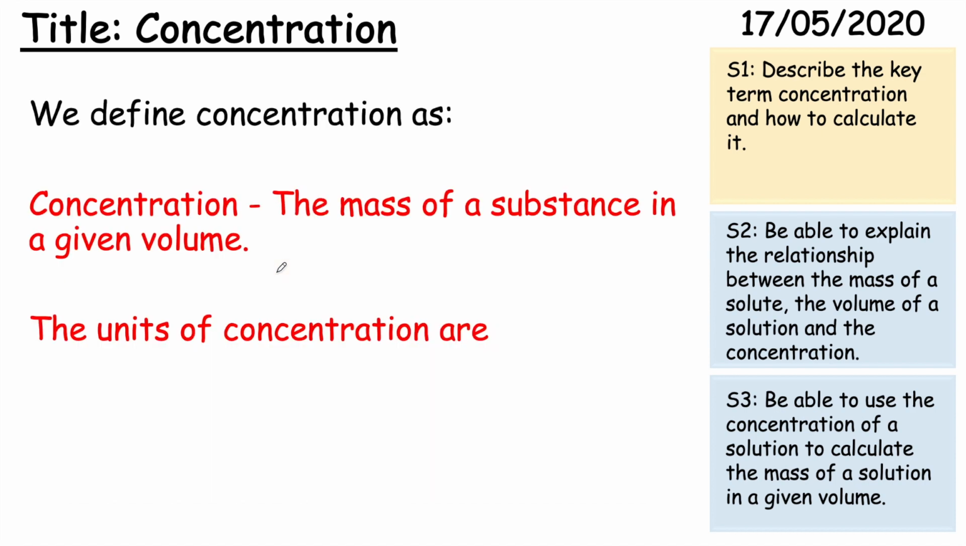So, just to recap, concentration is the mass of a substance in a given volume. And the units of concentration are grams per decimeter cubed. That's what that line means, grams in a decimeter cubed.